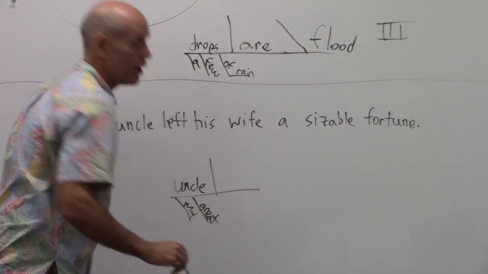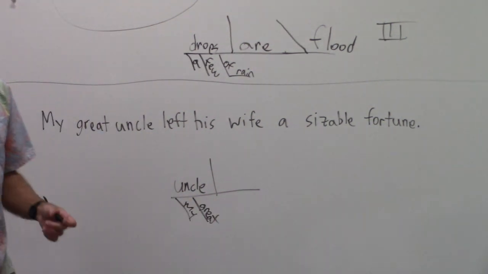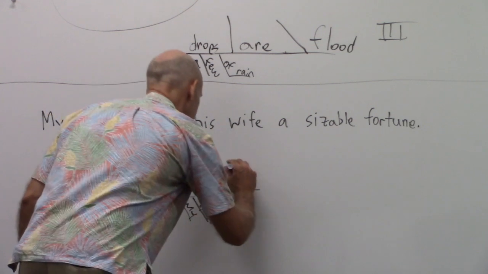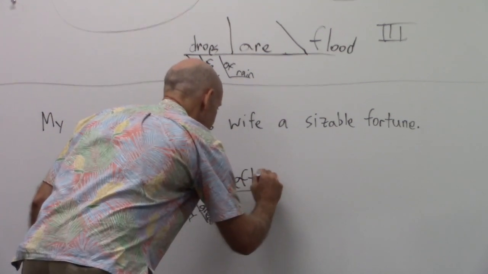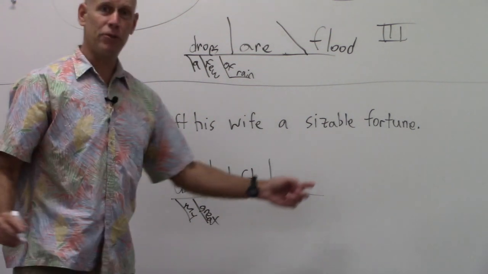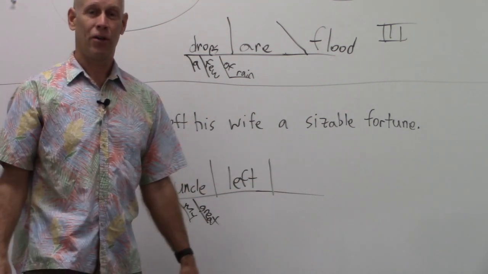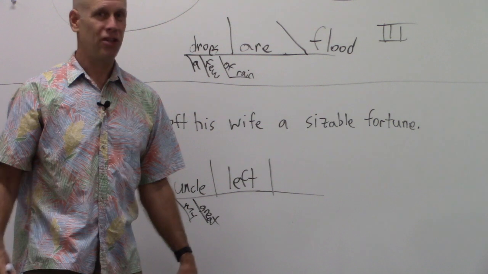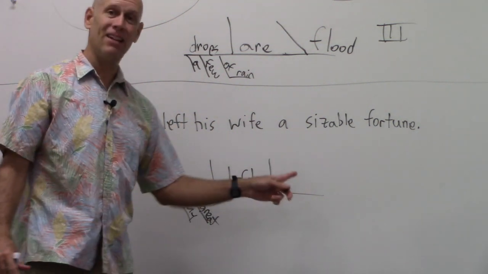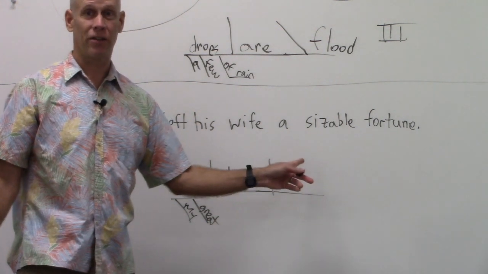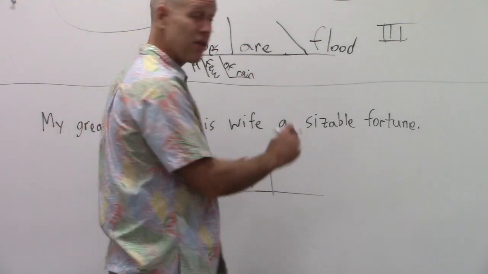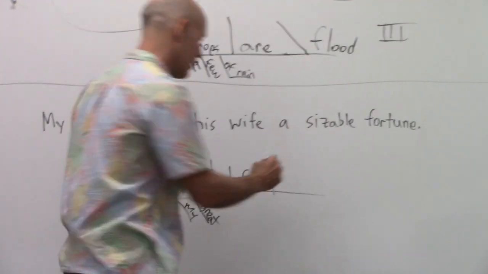Now, I wonder what the great uncle was up to. Did the great uncle do something? Yes, he left his wife a sizable fortune. He left. Now, this is where it gets a little tricky. Did he leave his wife? No. No? Did they get divorced? No. And he just took off? No. Oh, no, that didn't happen? So that's not the thing he left. That's not the direct object. What is the thing that he left? A fortune. That's where this one's a little, you see how this one might be tricky?